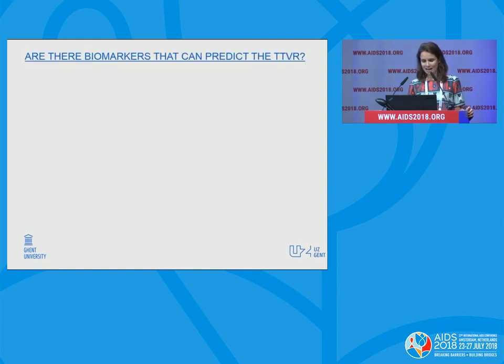So for this talk, I would like to focus on the biomarkers that can predict the time to viral rebound. We were lucky to do a treatment interruption trial, so we could have a look at different patient characteristics and other markers that might be helpful to identify how we can predict time to viral rebound.